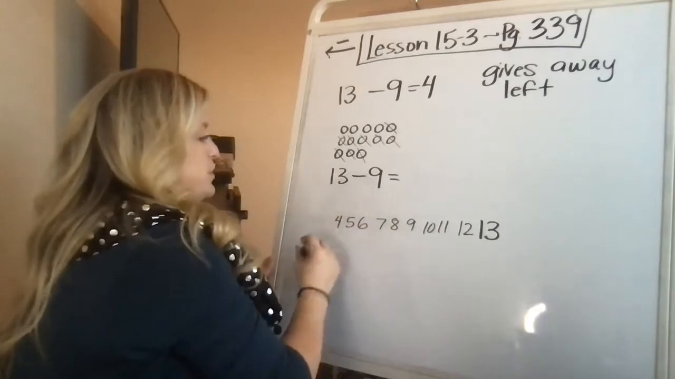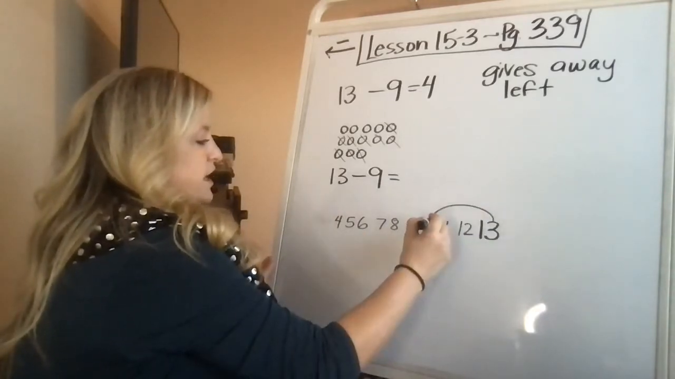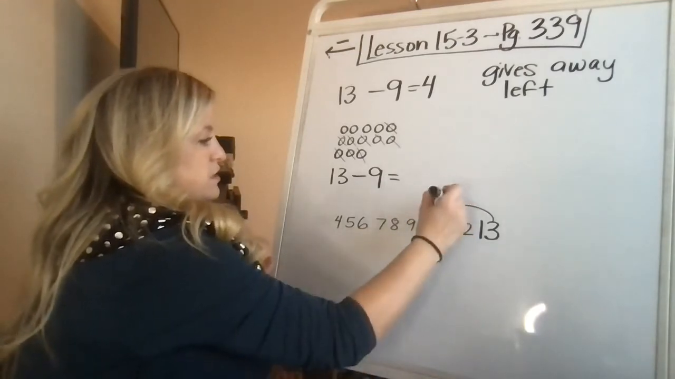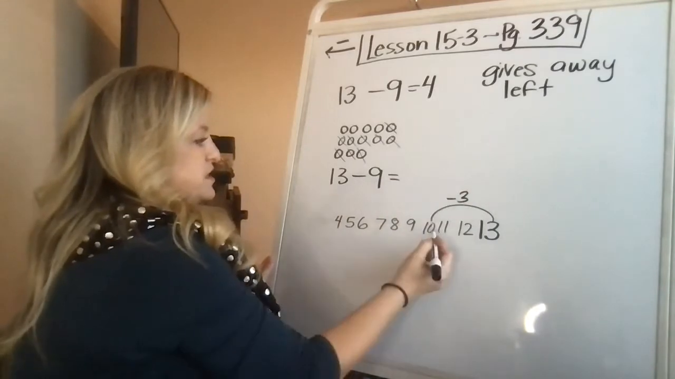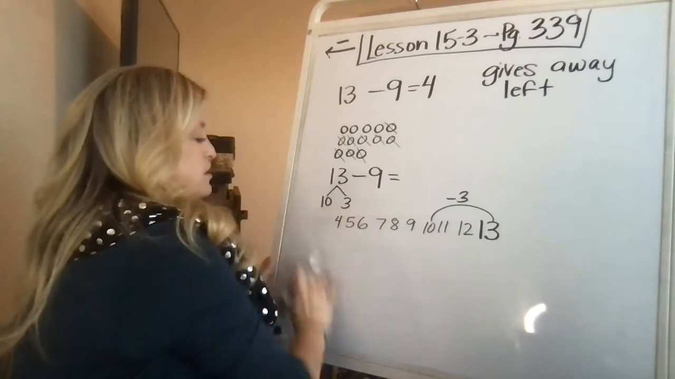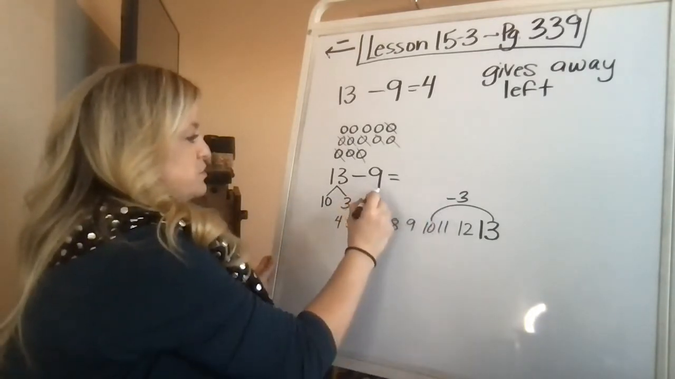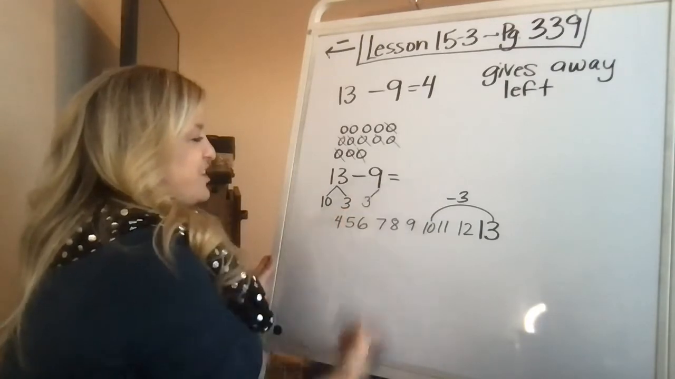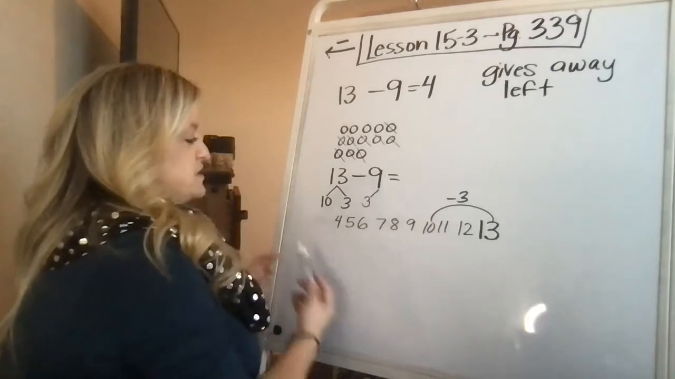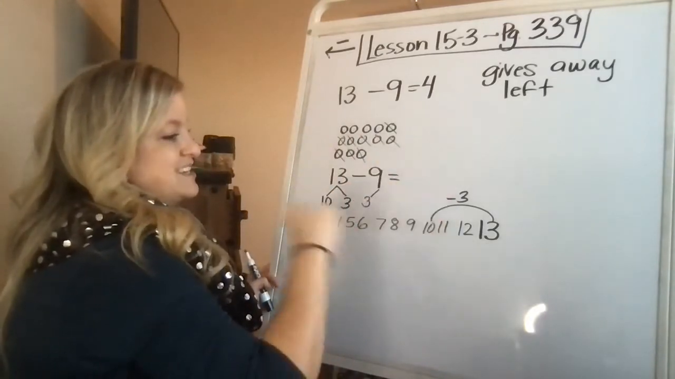But what I'm going to do is jump back from 13 to 10. And I jumped back 1, 2, 3, jumped back 3 spaces to get to 10, right? Because I know 13 is made up of 10 plus 3. So I'm going to take those 3 out of the 9 because I already jumped those. I need to jump all the way 9 spaces. So 3, 4, 5, 6, 7, 8, 9.